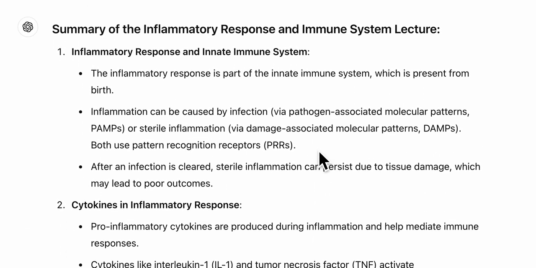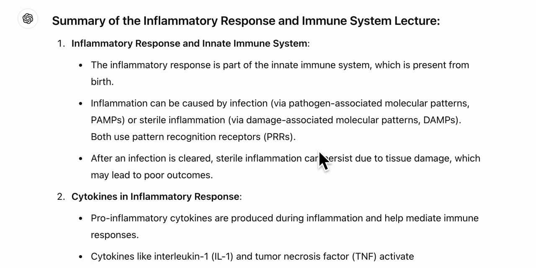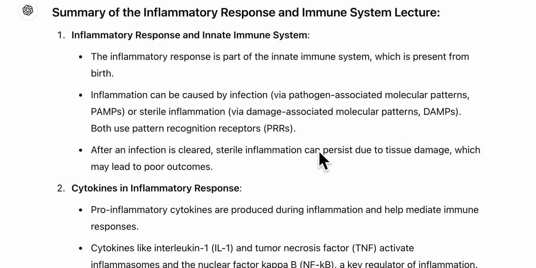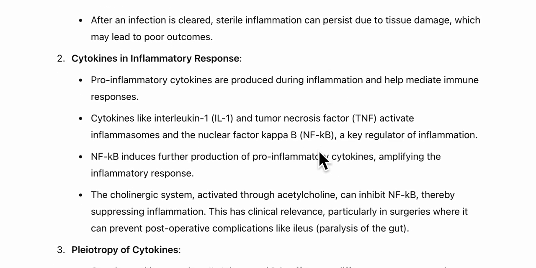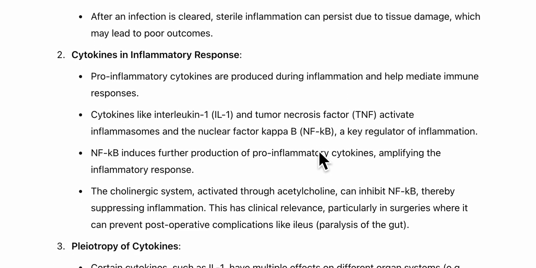Summary of the Inflammatory Response and Immune System lecture. 1. Inflammatory response and innate immune system. The inflammatory response is part of the innate immune system, which is present from birth. Inflammation can be caused by infection via pathogen-associated molecular patterns, PAMPs, or sterile inflammation via damage-associated molecular patterns, DAMPs. Both use pattern recognition receptors, PRRs. After an infection is cleared, sterile inflammation can persist due to tissue damage, which may lead to poor outcomes.